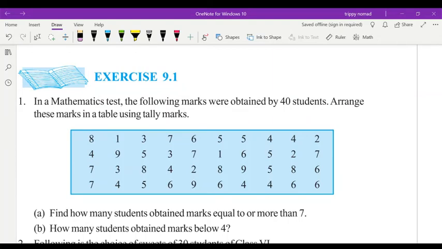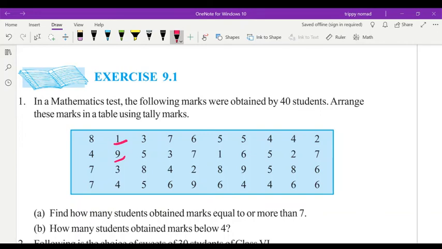So from 1 to 9 you will write. Smallest number 1, 1 here it is given. 1 to 9. Okay, the heading will be marks obtained by student, and the second column will be tally mark and the third will be number of students.